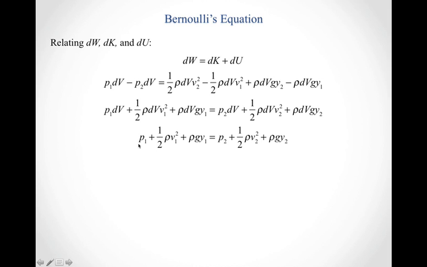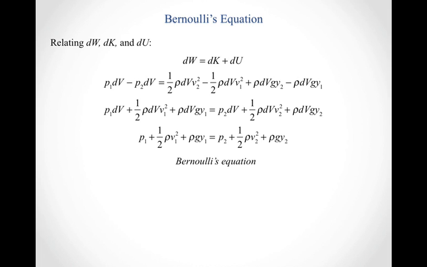It tells me that the pressure plus 1/2 rho times the speed squared plus the density of the fluid times g times whatever its height is relative to some 0 point is equal to, same thing, it's just now where there were 1s there were 2s. So pressure 2 plus 1/2 rho v2 squared plus rho g y2. This is known as Bernoulli's equation.